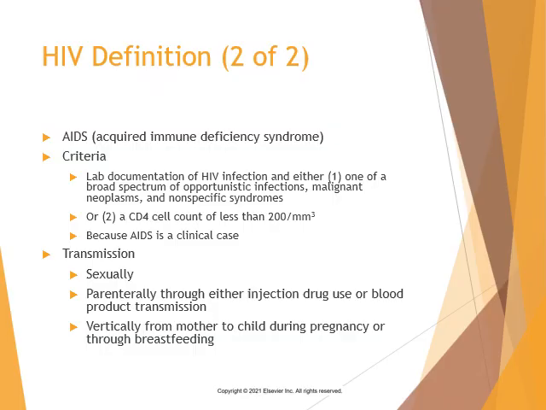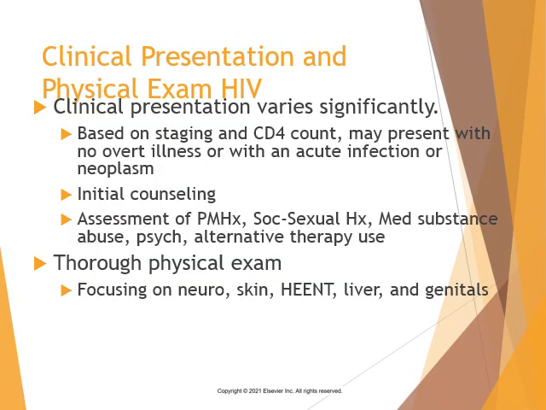So transmission, we know HIV is transmitted sexually. It can also be transmitted parenterally through either IV drug use, blood product transmissions, and can be transmitted from mom to child during pregnancy or breastfeeding. Clinical presentation varies significantly, and again, it's based on the staging of the infection and the CD4 count. They may look very healthy, very well, no overt illness, or an acute infection or neoplasm.